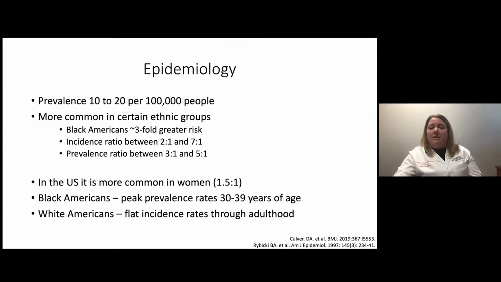When we think about the epidemiology of sarcoidosis, the prevalence in the United States is about 10 to 20 per 100,000 people. Here, it's more common in Black Americans. They have about a 3-fold greater risk, with an incidence ratio that's been reported between 2 to 1 and 7 to 1 compared to white Americans. The prevalence is about 3 to 5 times higher than it is for white Americans. In the US, it's more common in women, about 1.5 times more common than in men. For Black Americans, prevalence rates peak in their 30s, while for white Americans, there's a flat incidence rate throughout adulthood.